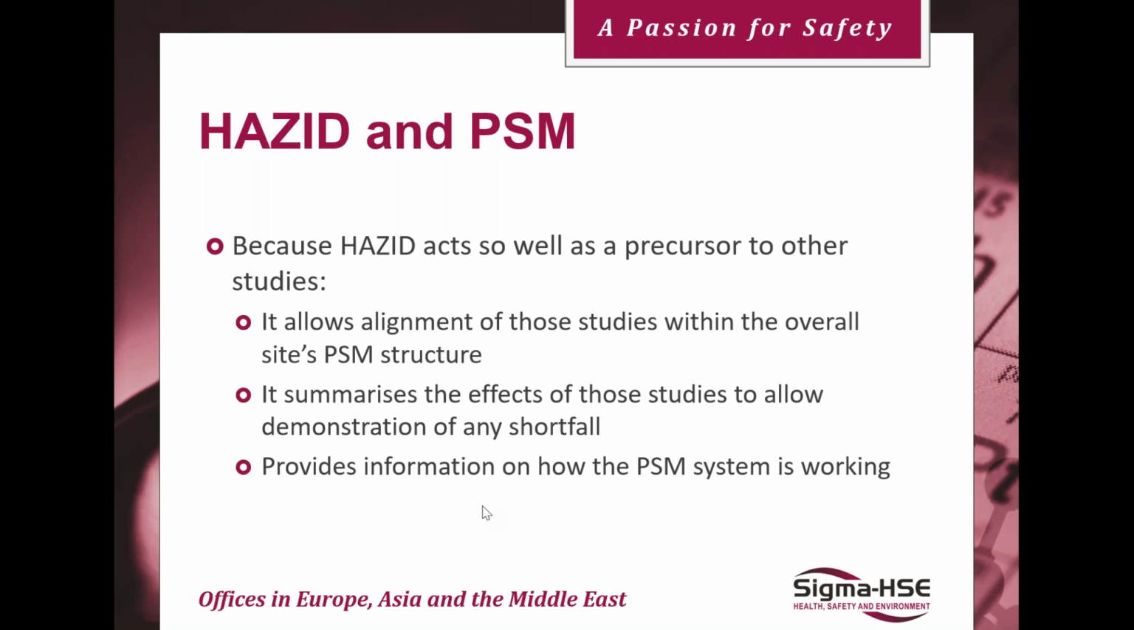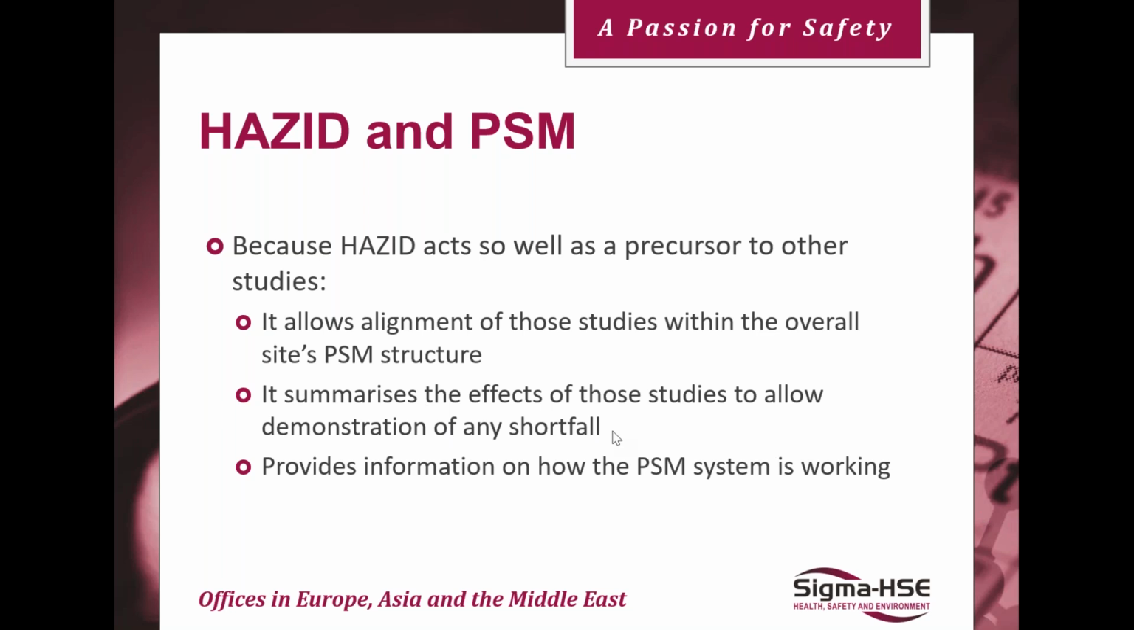So any good process safety management system should cover things like whether functional safety is required, risk assessment, maintenance activities, all the rest of it, human reliability, even procurement should be in there. Anything that you have in your system that reduces the likelihood or the severity of accidents. And it's all very neatly tied together in the HAZID because of its level of abstraction. It summarizes the effects of all those things to allow the demonstration of any shortfall as well.